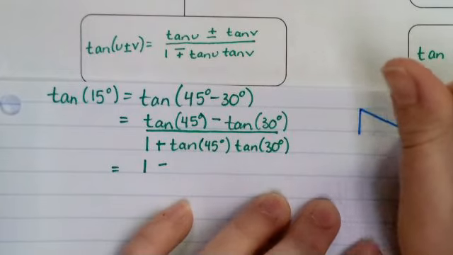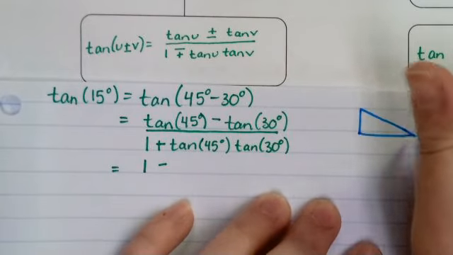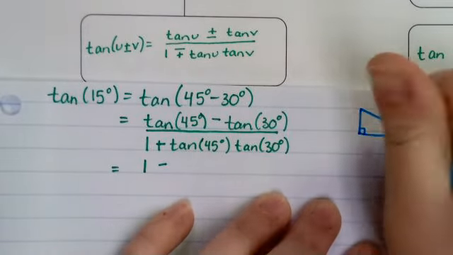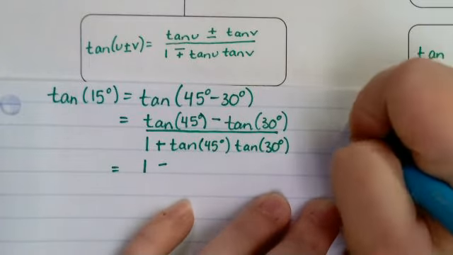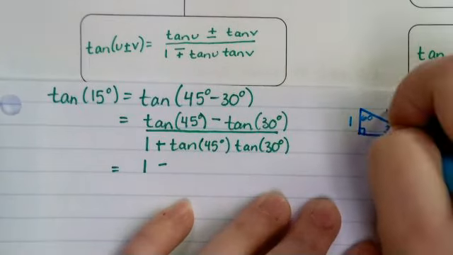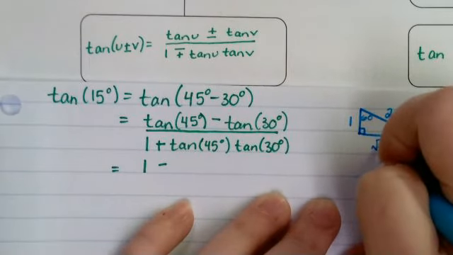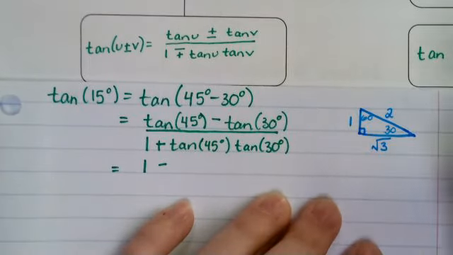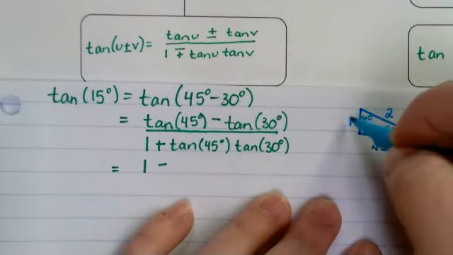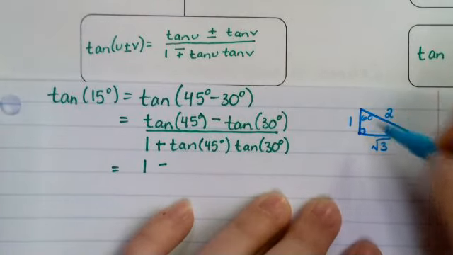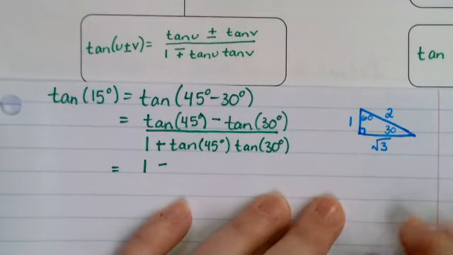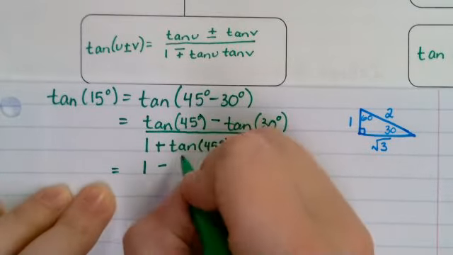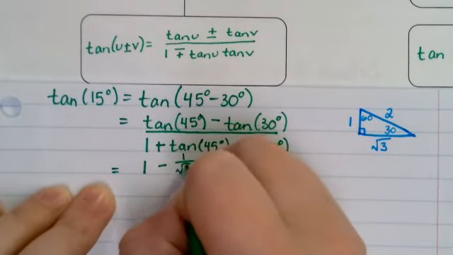If you think back to your special triangles, assuming I can draw, all right, this would have been the 30, 60. The smallest side was considered 1. The hypotenuse was 2, and the longer leg was square root of 3. Tangent of 30 is opposite over adjacent, 1 over the square root of 3. So when I do tangent of 30, I can just look at that: opposite over adjacent, 1 over square root of 3.